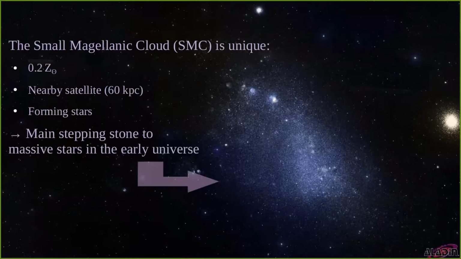The Small Magellanic Cloud is a unique environment because it is metal poor. It is nearby enough such that we can somewhat comfortably study individual stars. And also it's currently forming stars, which means that the massive stars have not died out. And therefore, here we are looking at a really unique stepping stone to study massive stars in the early universe.